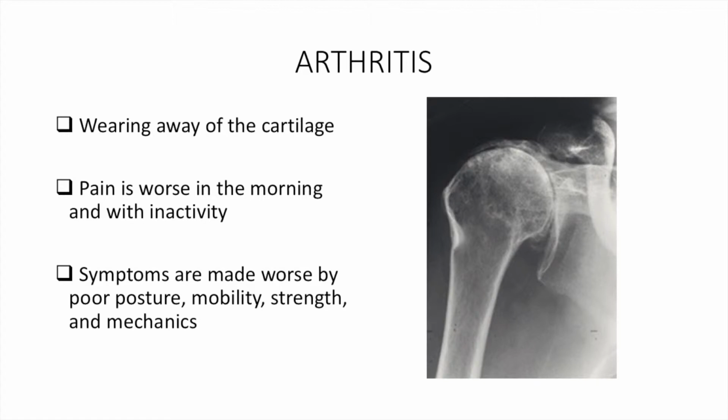So symptoms are made worse by poor posture, mobility, strength, and mechanics. That's very important because a lot of people have arthritis, but they don't have symptoms because they have good posture, good mobility, good strength, and good mechanics. So you could take 2 x-rays that both show the same amount of arthritis. If one person has good motion, good strength, good mobility, and good mechanics, they're not going to have nearly as much pain. They may not have any pain or loss of function, even though they have the same degree of arthritis. So that's very important. Arthritis is more of a symptom than a real cause of any pain.